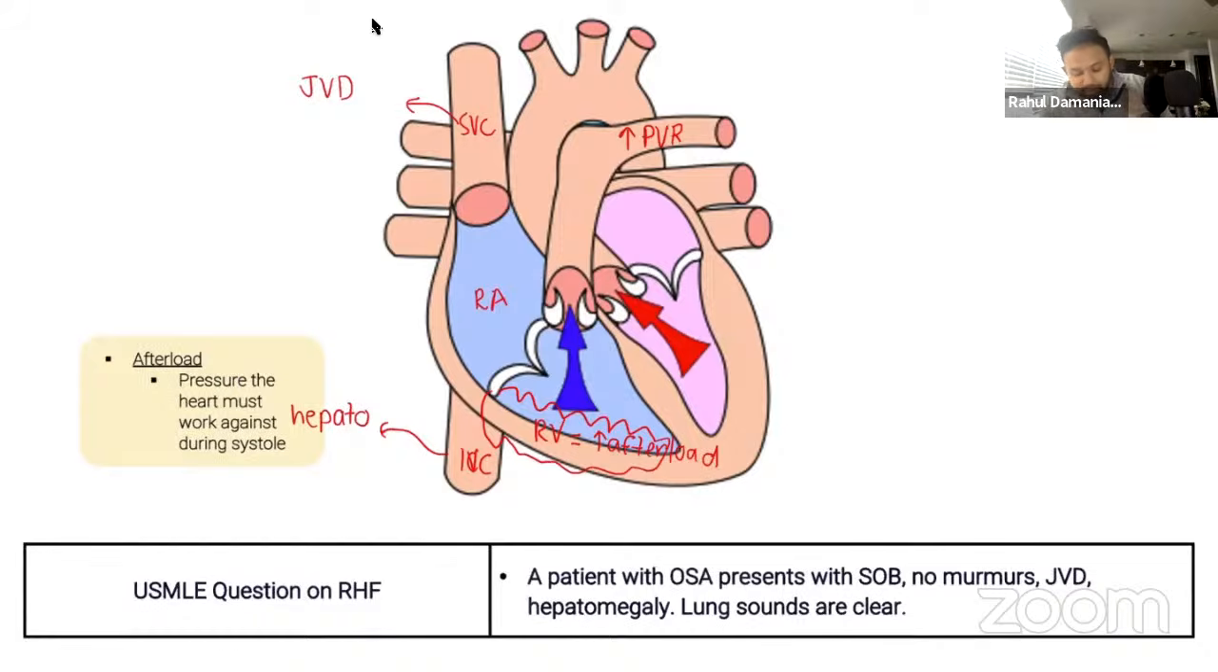Well, it's simply going to be this. A patient with long-standing OSA presents with shortness of breath, no murmurs, JVD, hepatomegaly. But what's key, guys, in right heart failure is the lung sounds are clear. And why did I put no murmurs? Well, that's a pertinent negative to rule out valvular heart disease as a cause of right heart failure. And this is due to the long-standing OSA.